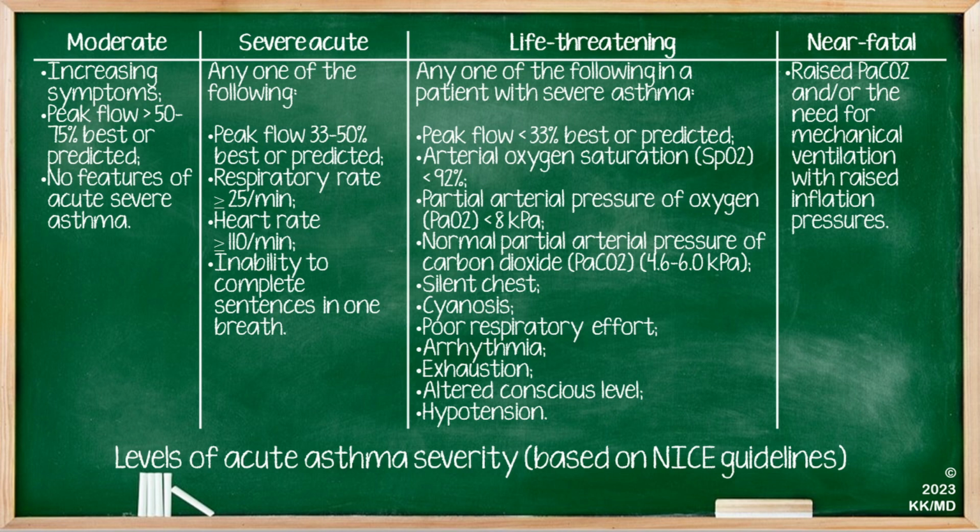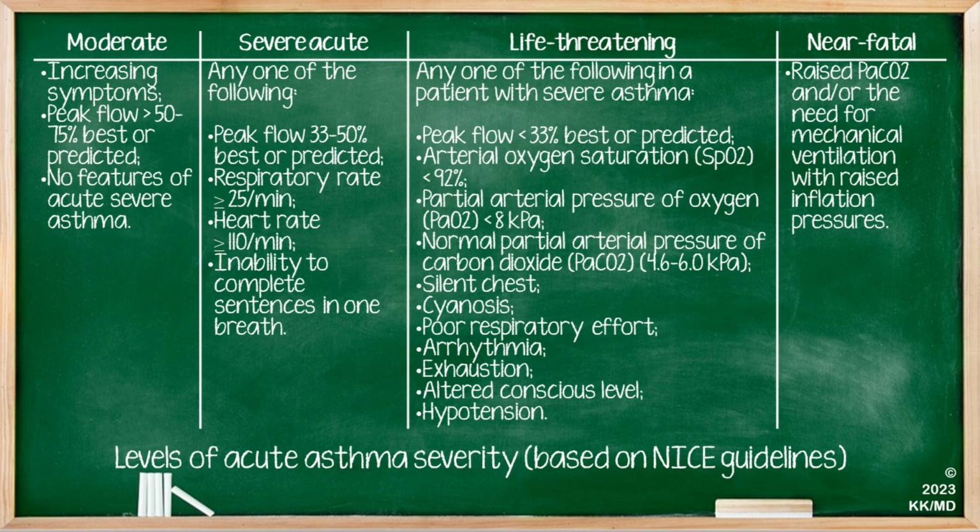For severe acute asthma, any of the following will automatically put you in the severe acute category. These include a peak flow between 33 and 50% of your best or predicted best, respiratory rate of more than 25, heart rate of more than 110, and inability to complete a full sentence in one breath.